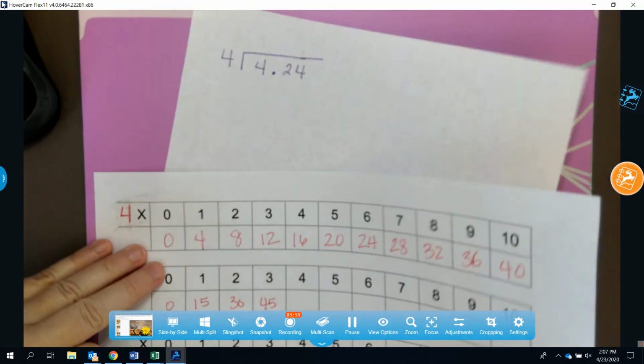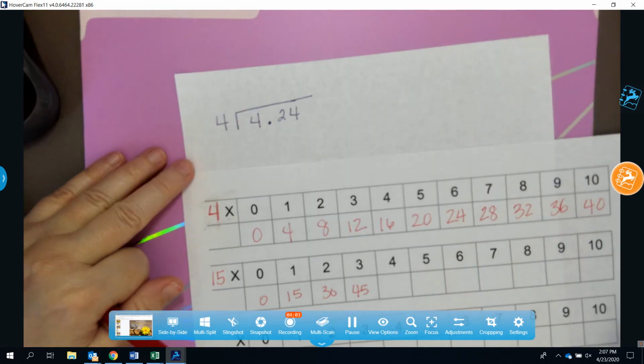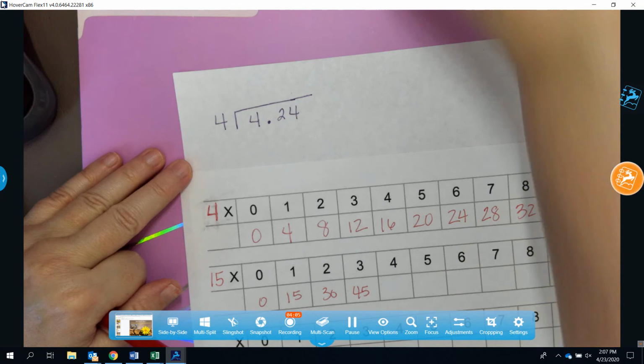division problem. So I made up one here with, well, it keeps buzzing out on us.